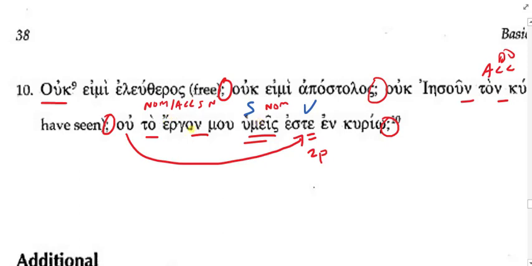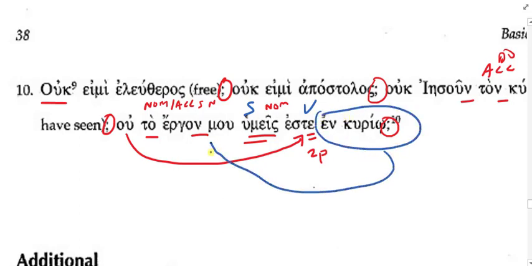Okay? Now, this en kurio belongs with my work. But it has been removed from this spot. It should have been right here: ou humeis este to ergon mou en kurio. What's happened here? He has brought it forward to create a sort of emphasis or prominence to it. Okay? My work. Aren't you that in the Lord? That's what he's saying. Okay?